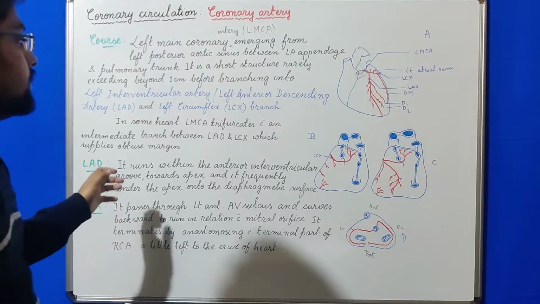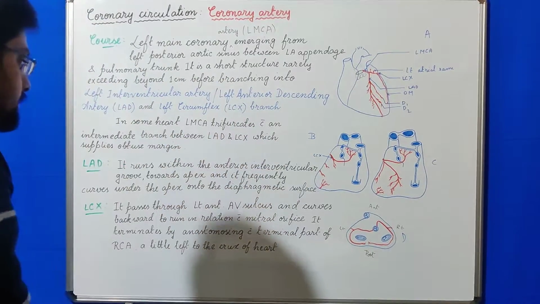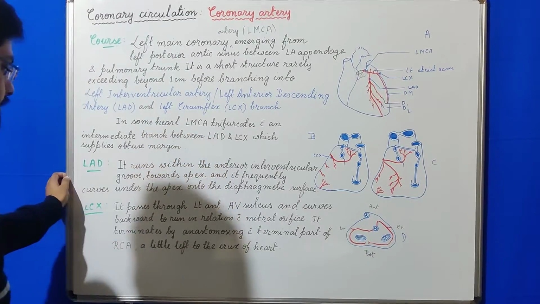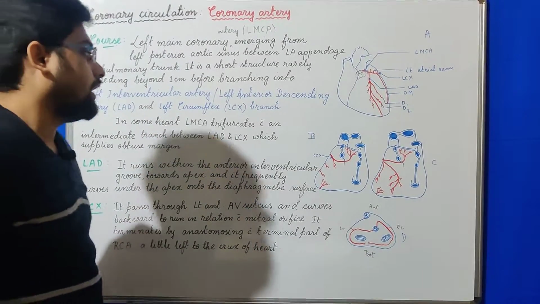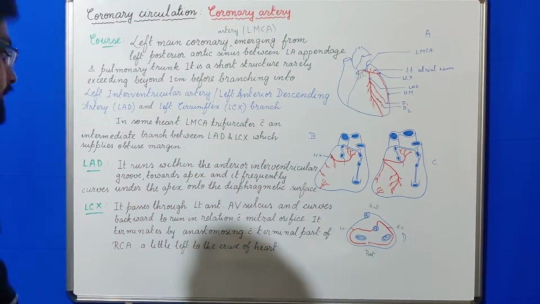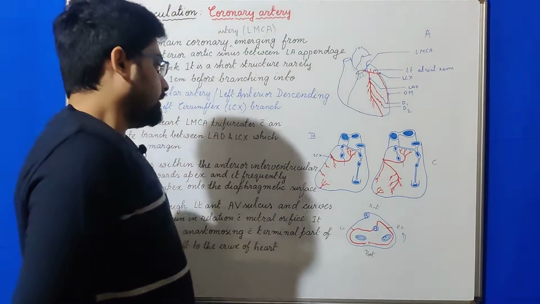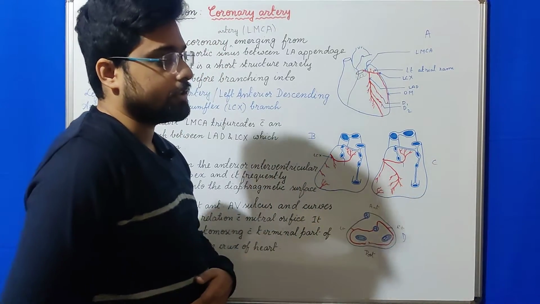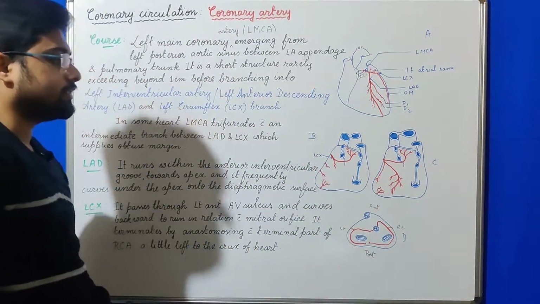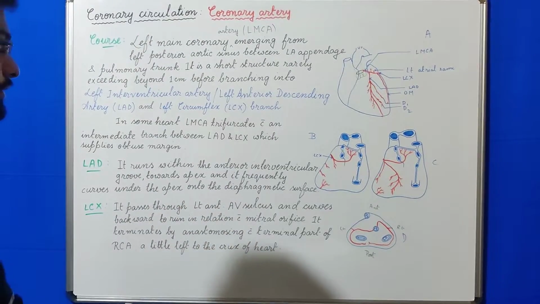In the left AV groove, it represents the attachments of the mitral valve interiorly. Exteriorly, the left circumflex branch runs in relation with the mitral orifice, and it terminates by anastomosing with the terminal branch of right coronary artery, and the anastomosis occurs a little left to the crux of the heart. Next, we will see its branches.